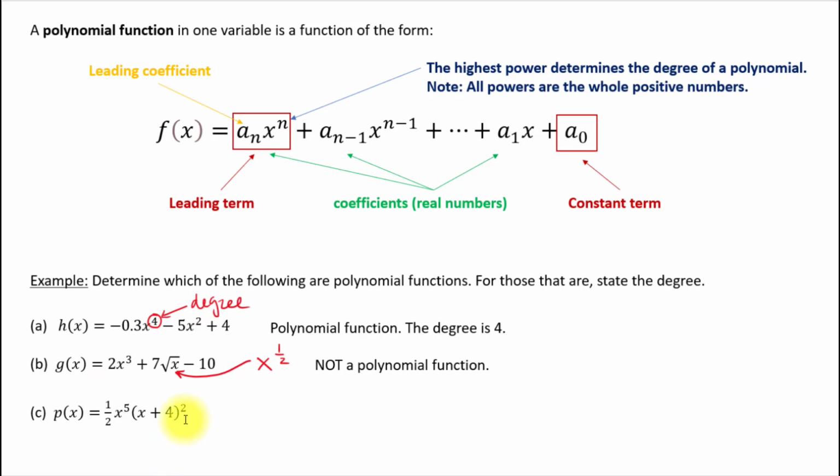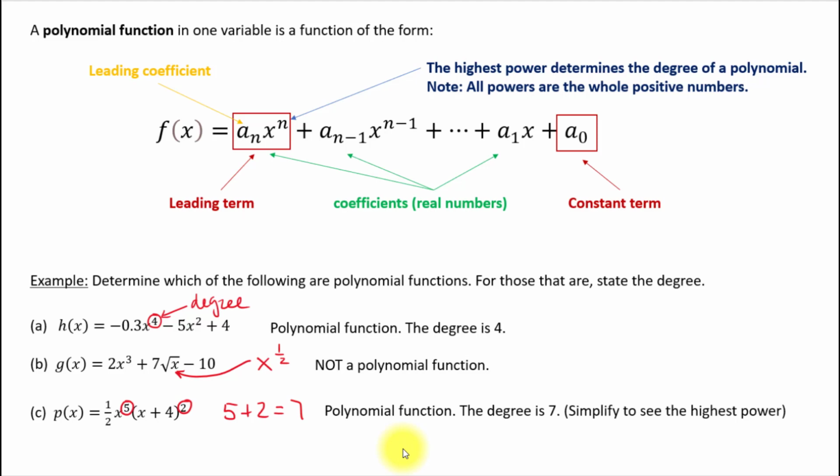Now, how do we determine the degree of this polynomial? Well, that has to be the highest power of x. Again, imagine simplifying this expression. Once you square x plus 4, what's going to be the highest power in that expression? Well, it's going to be x squared. And then x squared will be multiplied by x to the 5th power. So what will be the resulting power? It's going to be 5 plus 2, which is 7. So yes, that's a polynomial function of degree 7. And to see the highest power, you would want to simplify this expression.